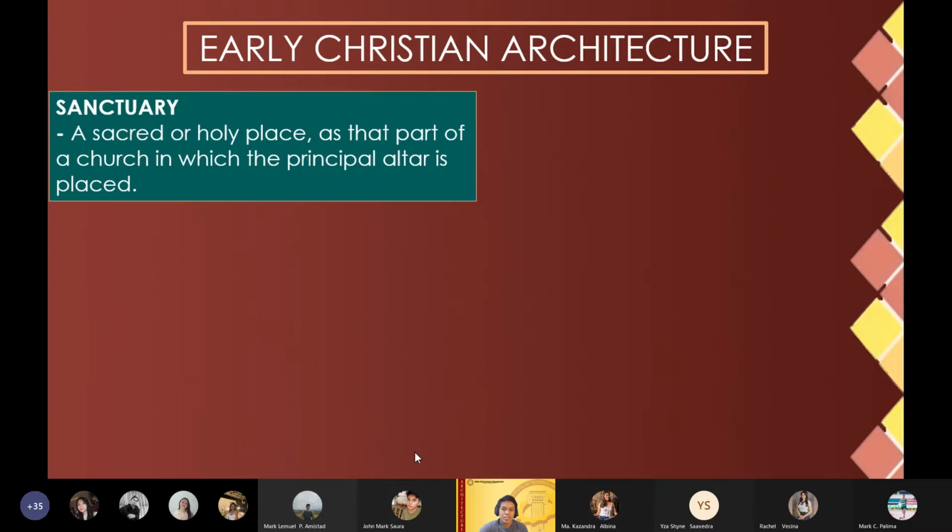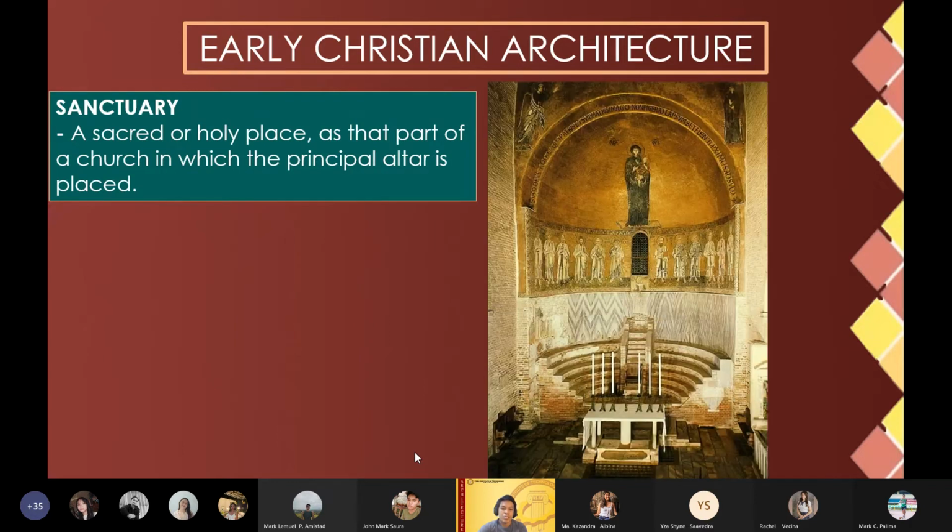Okay, so ayan nagkalimtan ang mga terms. Another term, sanctuary. So this one is the center. It's not really the center as literally center, but this is the most important part of a church. The sacred or the holy place, as that part of a church in which the principal altar is placed. Okay, so here is an example. This one is a very good example in early Christian architecture. There's a simple altar here. The sanctuary is here.